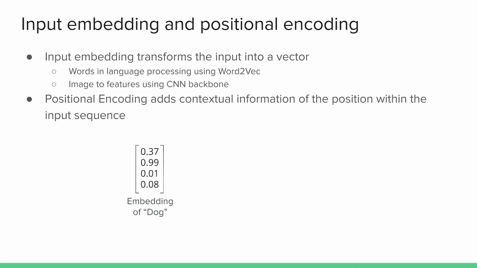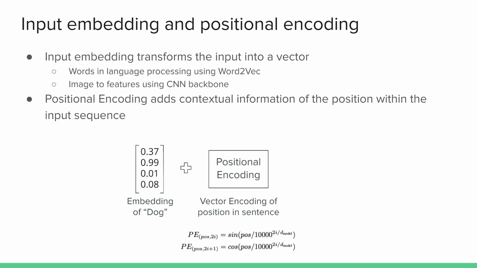We have the embedding as an example here now. We have the embedding of the word dog. So it gives us these 4 numbers. And what they propose in the original paper is to use 2 functions, a sine and a cosine function, with alternating frequencies, and alternating between sine and cosine, you compute an additional number here.